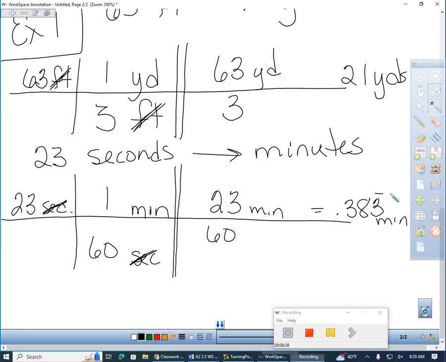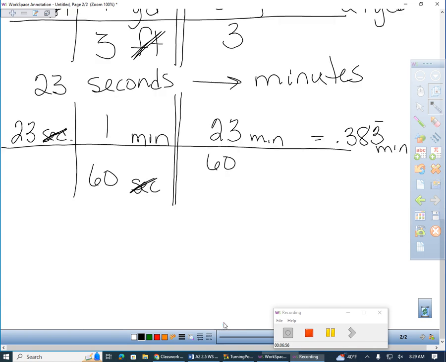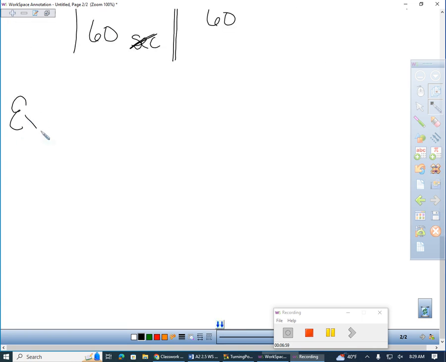Now, there are times where it's going to take more than one conversion factor. So let's do example number 2. All right, how about if we go from 2 kilometers to feet.